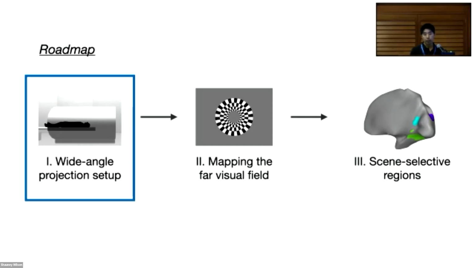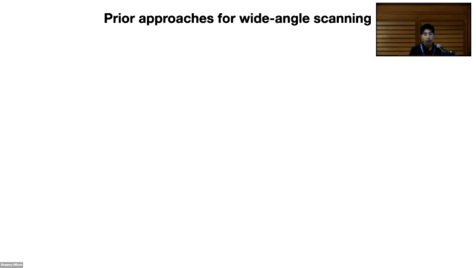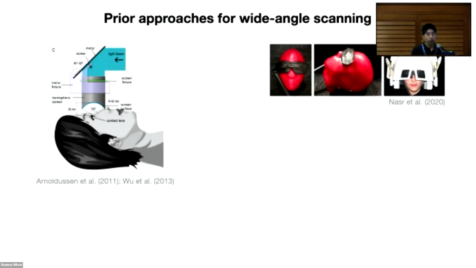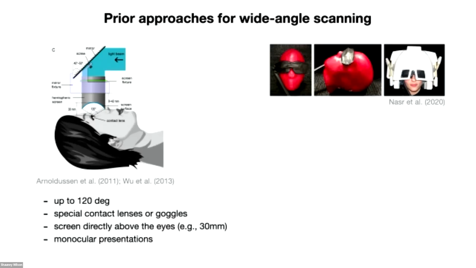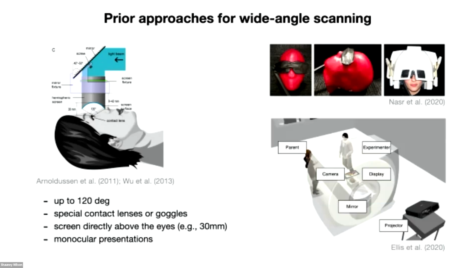Okay, first the setup. I should mention that we are not the first ones to think about this wide-angle scanning. There are actually a couple of other groups who were able to project images up to 120 degrees. But these previous approaches have a lot of constraints that make things even farther from the natural viewing experience, which is kind of the opposite of what we are aiming for. So we took a different approach, which was actually inspired by an infant fMRI study by Cameron Ellis and colleagues.